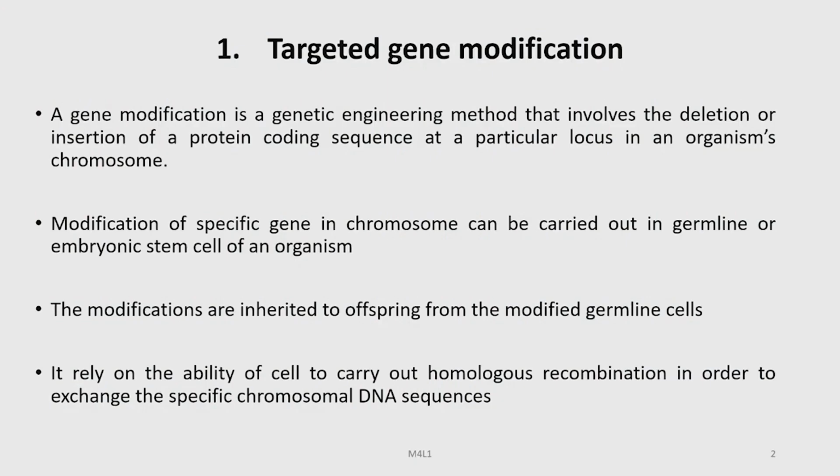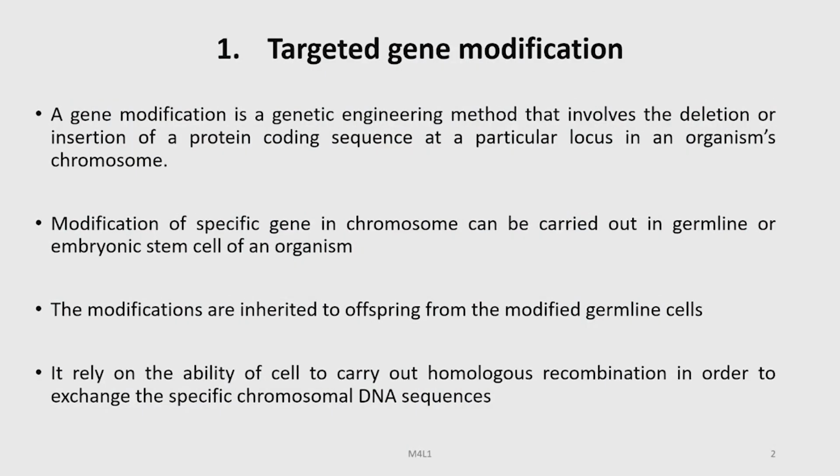However, sometimes we may also include here an antisense RNA, which not necessarily may code for a protein. Modification of a specific gene in a chromosome can be carried out in the germline or embryonic stem cell of an organism. The modifications are inherited by offspring from the modified germline cells, and these modifications rely on the ability of cells to carry out homologous recombination in order to exchange specific chromosomal DNA sequences. We have learned about homologous recombination in our last lectures.